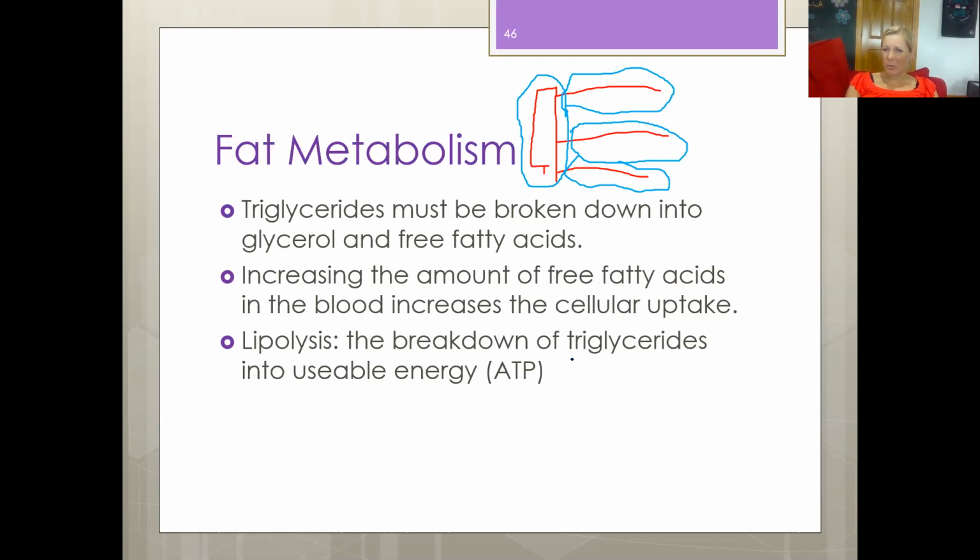Again, that's what we want to do out the gate: get them out of storage and break them down into these three fatty acid tails and that glycerol backbone. Increasing the amount of free fatty acids in the blood increases our ability to uptake them at the cellular level. So we get them out of storage, put them into the blood, and then we can pick those up at the level of the muscle so that we can use them as a fuel. This process is known as lipolysis. So lipolysis is the breakdown of triglycerides into usable energy, which you know to be ATP.